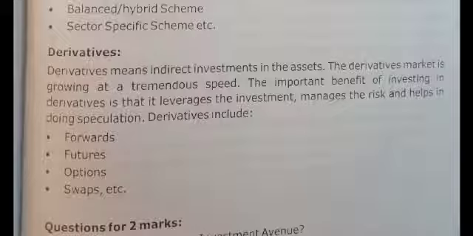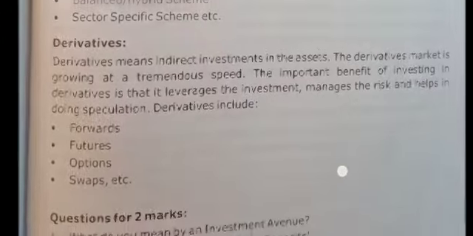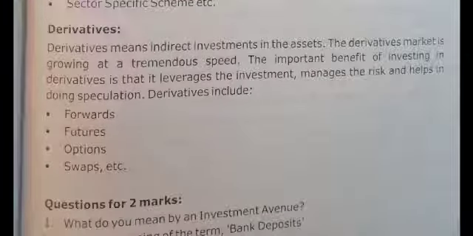What are those instruments that come under the derivatives? I told that the derivatives is an indirect investment. It is one type of agreement, and also it is one type of contract that happens between two parties or two organizations. The contracts like forward contract, future contract, option contract, swaps, etc. So let us discuss one by one.